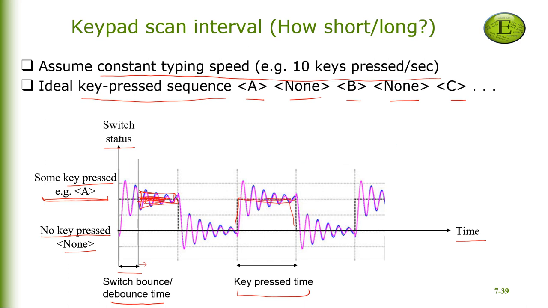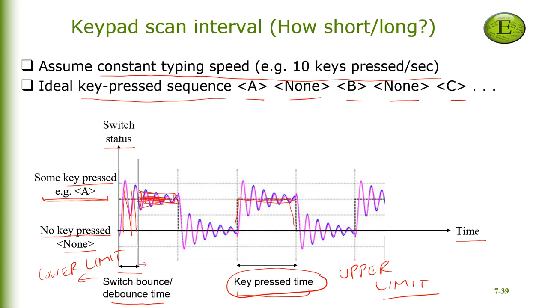Now, given these two times, the key press time and the switch bounce time, we can make some observations. For example, it is useless to keep a keypad scan interval which is smaller than the switch bounce time, because we don't want to scan the keypad while the switch is bouncing. And so this actually sets the lower limit. So the switch bounce time is the lower limit, and the key press time defines the upper limit of the keypad scan interval.